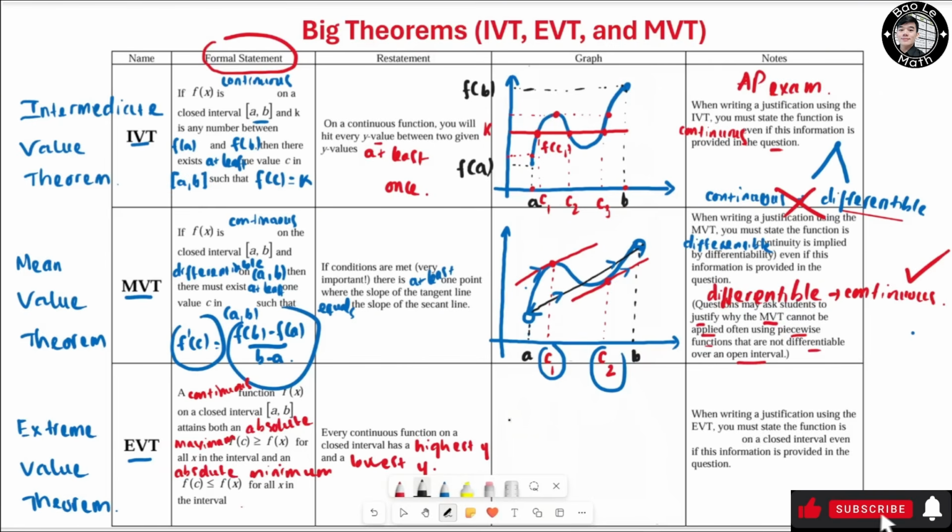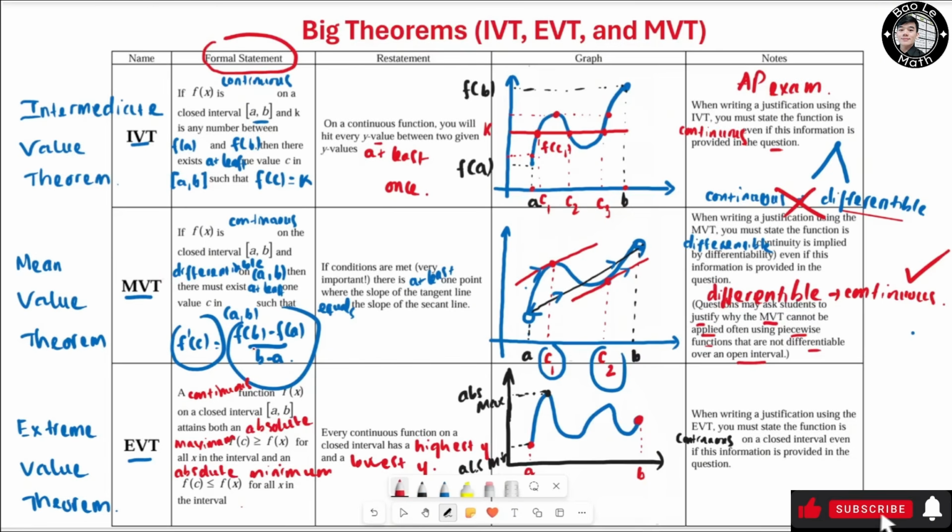Now let's look at the figure. Alright, so the function is continuous on a closed interval a, b, and the highest y value is right here. And this is the absolute maximum, right? And the absolute minimum is right here. Now on the AP exam, when writing a justification using the EVT, you must say the function is continuous on the closed interval, even if the information is provided in the question.